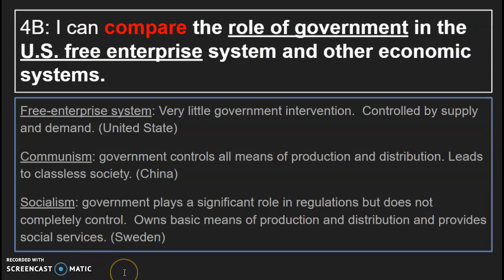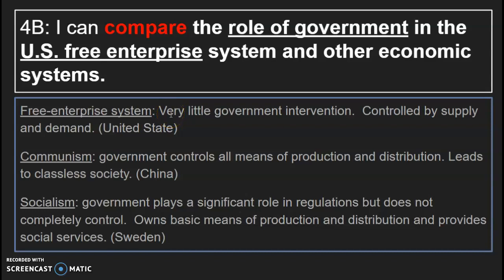Okay, so the last standard that I'm going to go over is going to be 4B. 4B says I can compare the role of government in the U.S. free enterprise system and other economic systems. So basically here you have to be able to compare the U.S. free enterprise system and the role that the government takes in the free enterprise system. And we're going to look at communism and socialism. So you have to understand that the free enterprise system means this is dealing with economics.